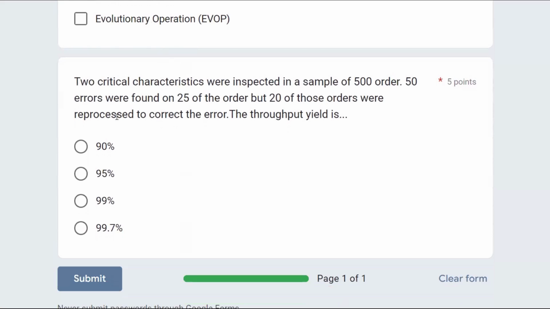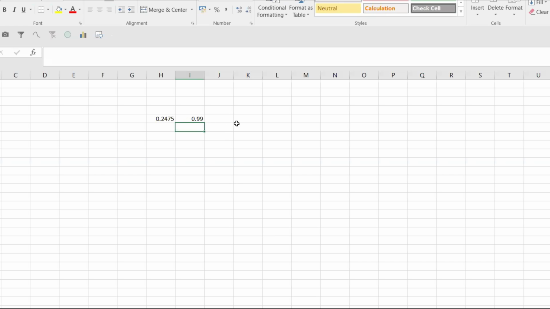Okay. And now the next question is two critical characteristics were inspected on 500 orders. 50 errors were found on 25 of the orders, but 20 of those orders were reprocessed to correct the error. The throughput yield is what? Right? So 50, you can see the DPU formula. We can see here 50 by 500. That means DPU is 0.1.